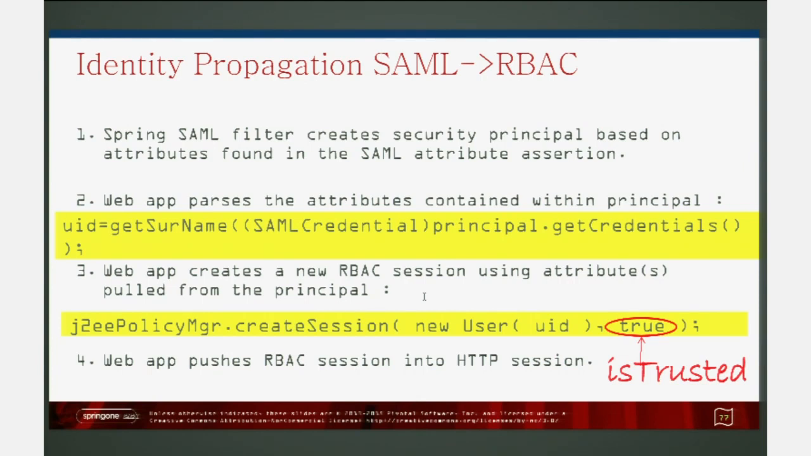Now the Spring SAML runtime is doing the authentication, so the application is going to get the principal from Spring SAML, parse it, and get that surname field that I was telling you about, and use that to call Fortress to create a session. It's going to set the trusted flag to true because we don't have a password. Once we've done that, we push the RBAC session into the HTTP session, and everything else is the same.